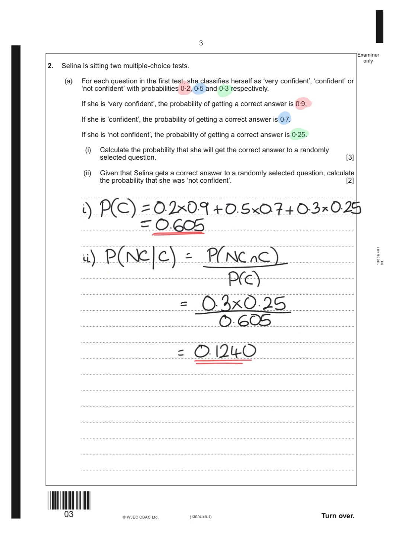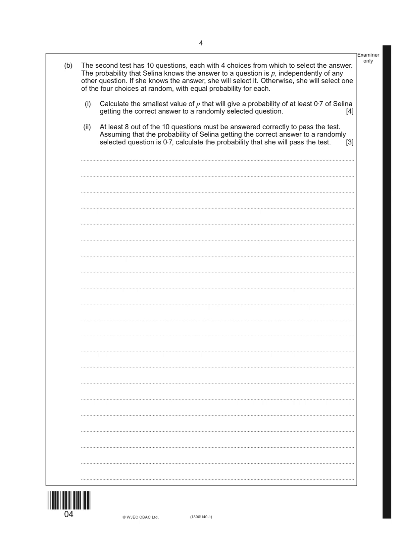Moving on. Okay, looking at this question, slightly different setup. She's got a different set of questions now. The probability she knows an answer to the question is P, and she gets that right 100% of the time, which means the probability that she does not know the answer to the question is going to be 1 minus P.